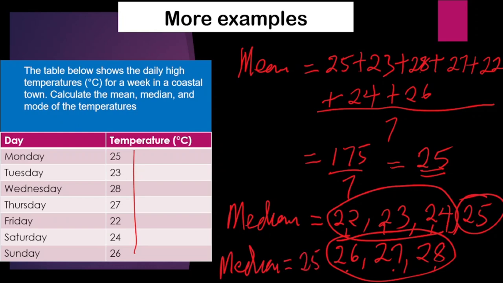But if we did not arrange this, if you count 3 here, you count another 3 here, what you are going to find at the middle is 27. And that will be wrong. So this is the answer. I hope this is very clear.